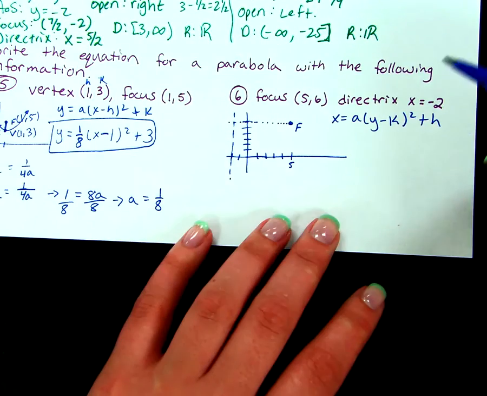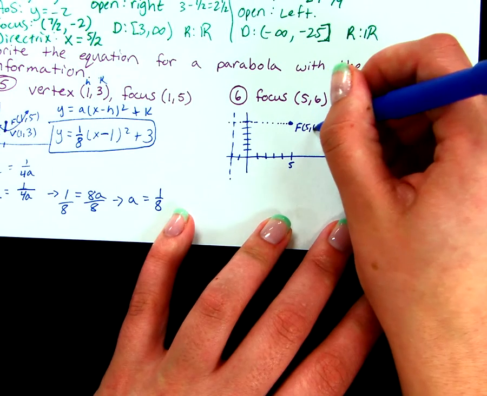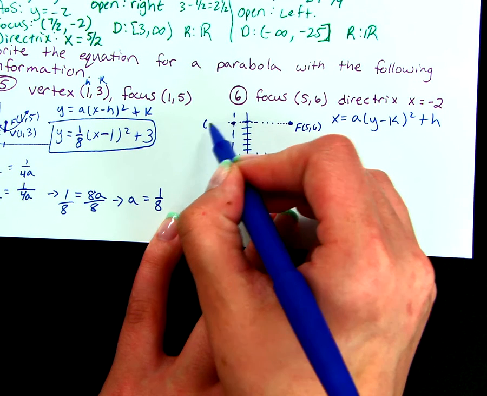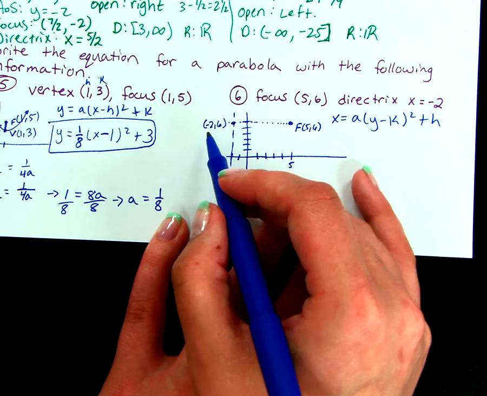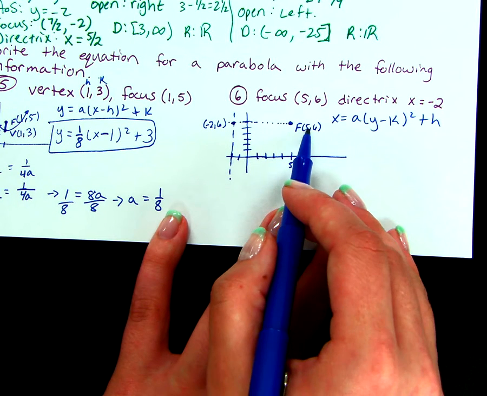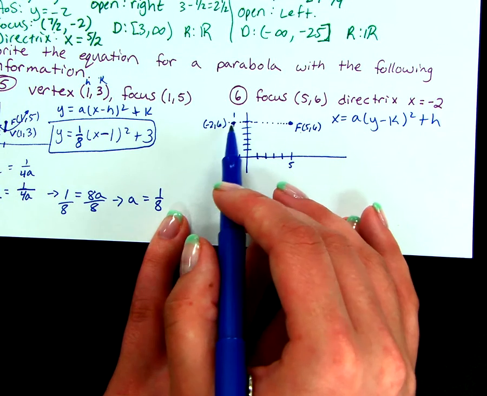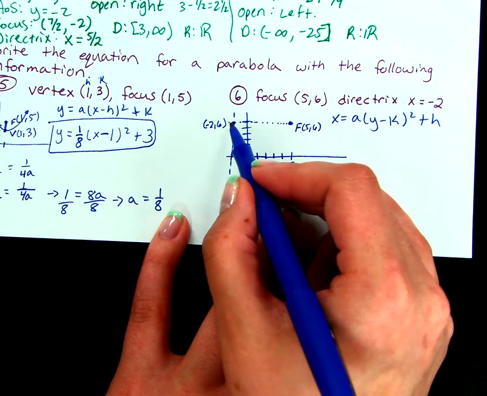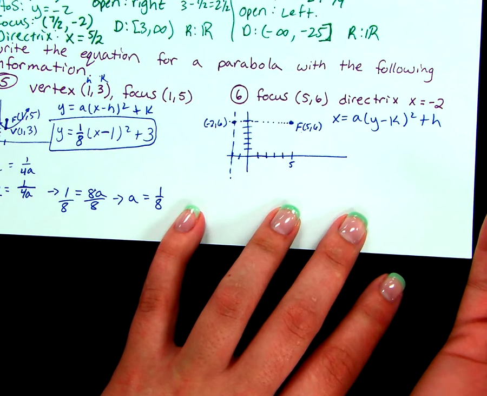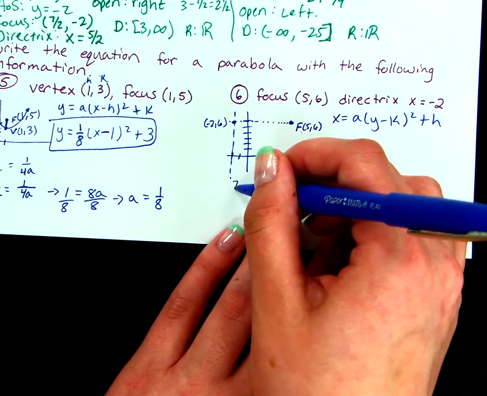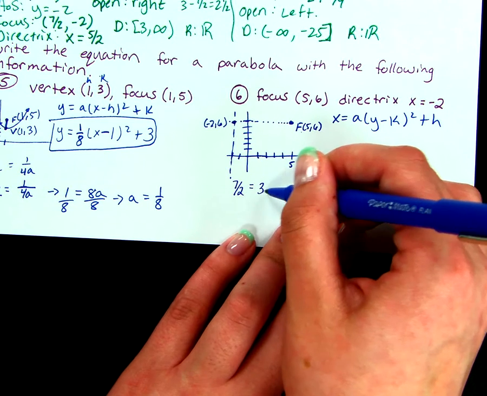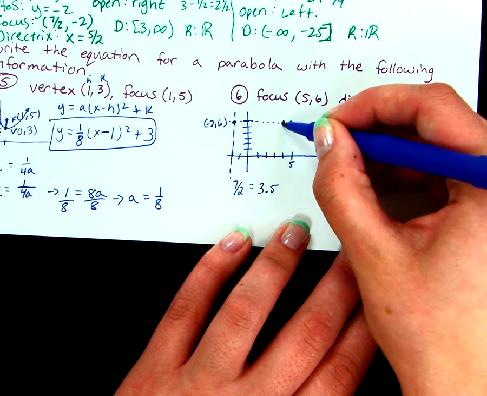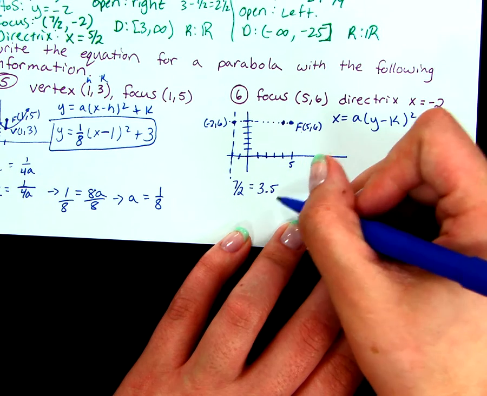The focus is at (5, 6), and the directrix is at -2, so the point there is (-2, 6). We just need the distance from -2 to 5. If we add, that's 2, and another 5 spaces would be 7. Half of that, 7 divided by 2, gives us 3.5. Oh, sorry, that's the distance that we need to figure out.